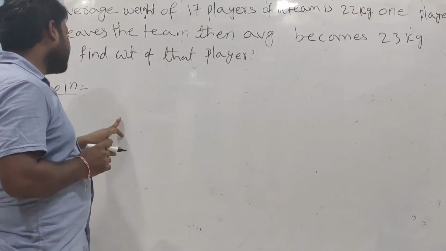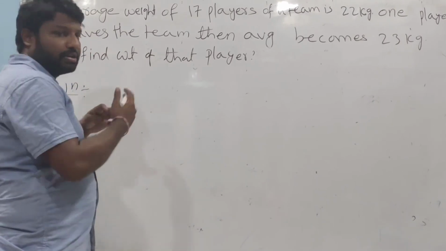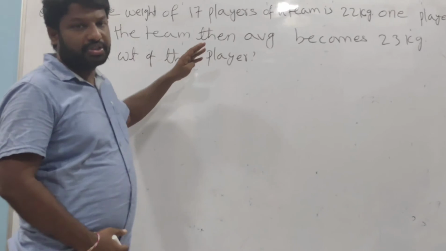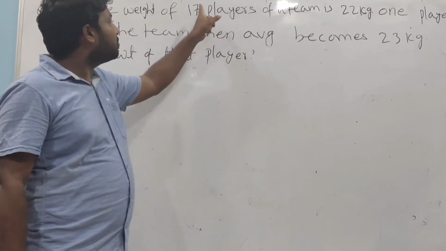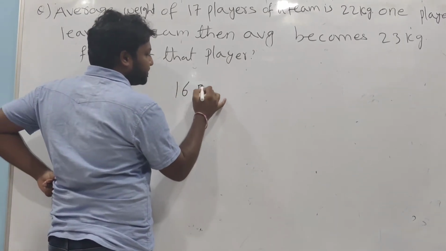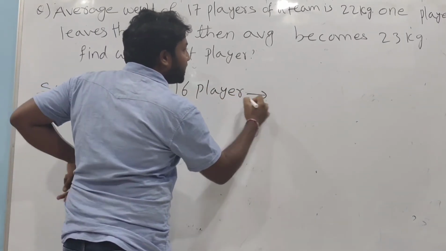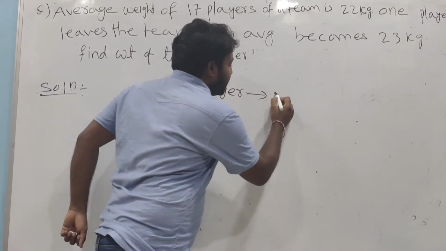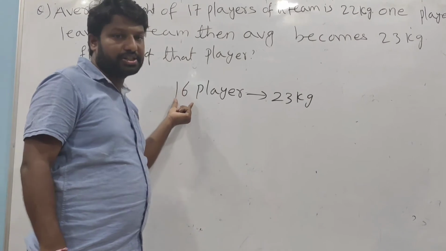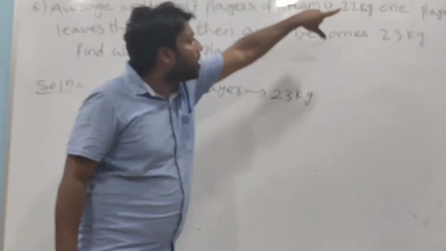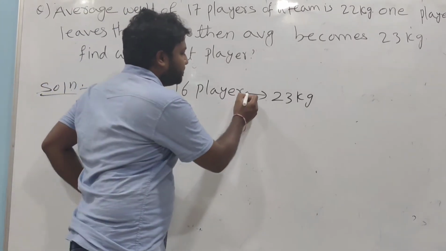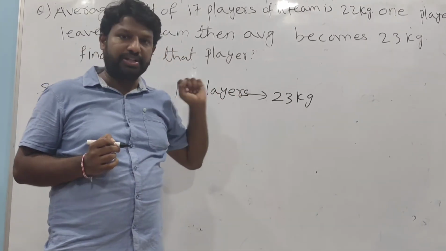Now see, I will do it directly, I will use the formula. Now I will read the question from the reverse side. One player leaves the team, then the average becomes 23 kg. Now total 17 players are there, one player leaves the team. That means how many players are there? 16 players. What is their average? The 16 players' average is 23 kg. How did you get this 16? Because total 17 players are there. One player leaves, then there will be only 16 players. The 16 players' average is given as 23 kg.